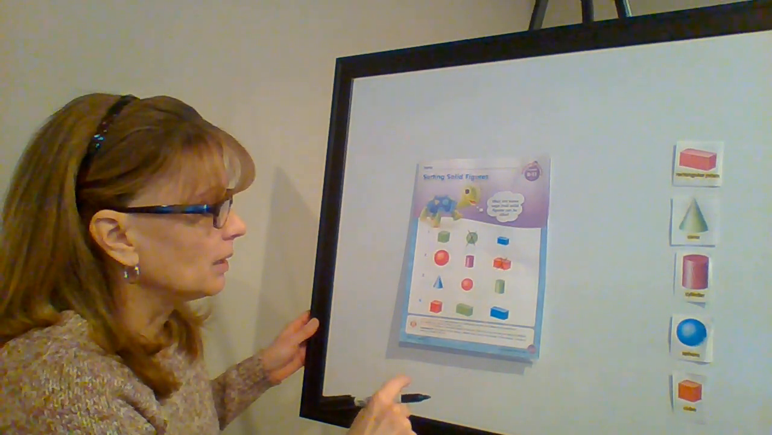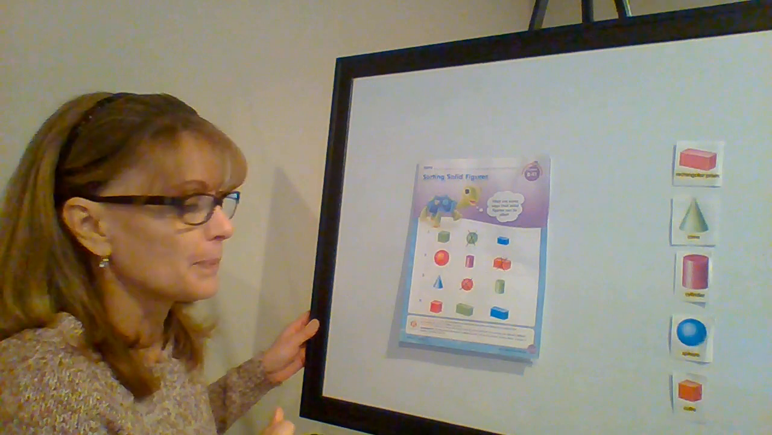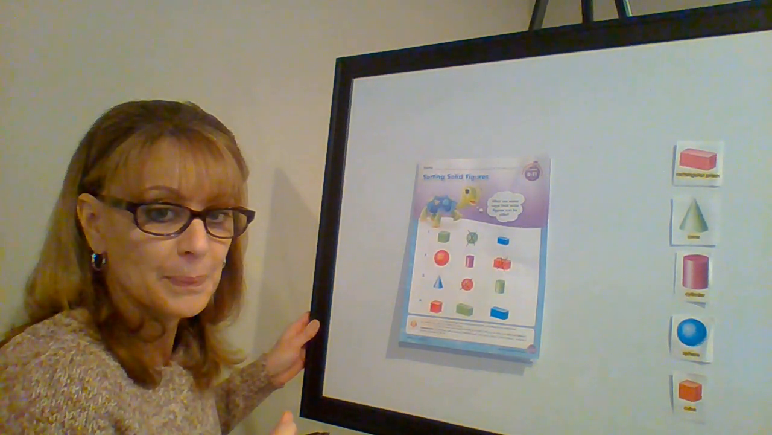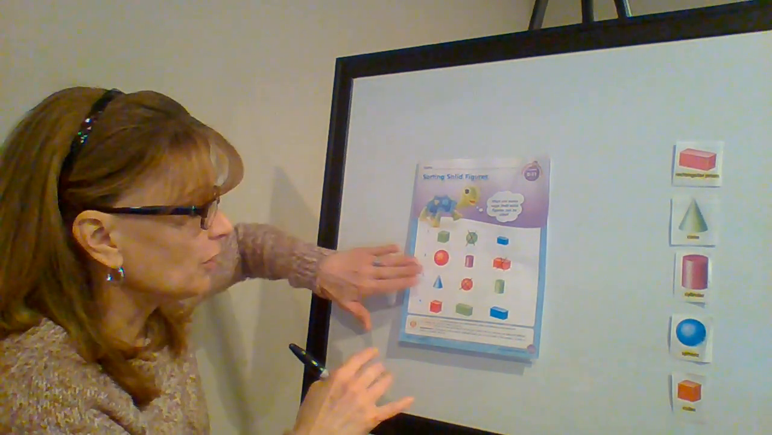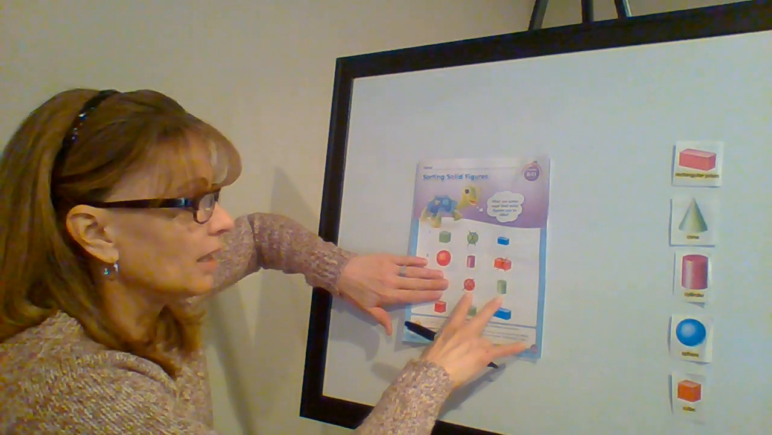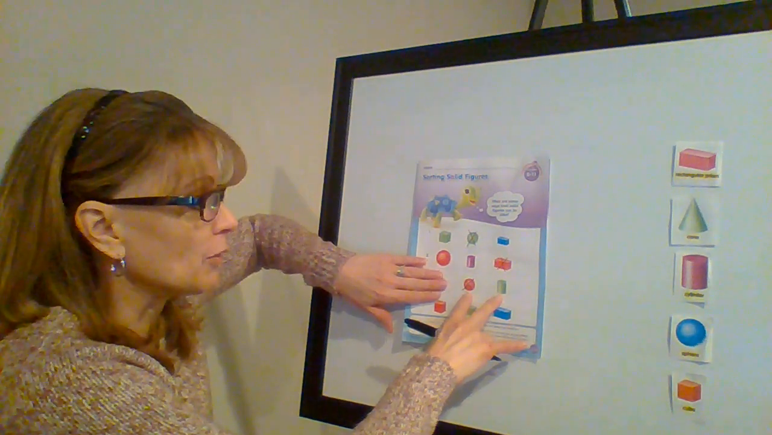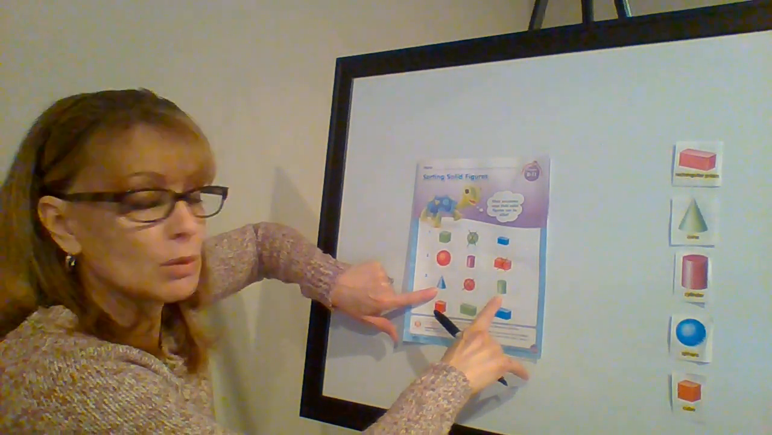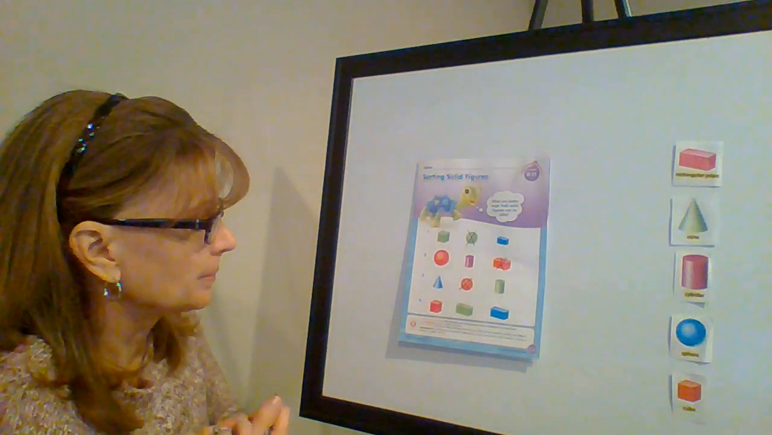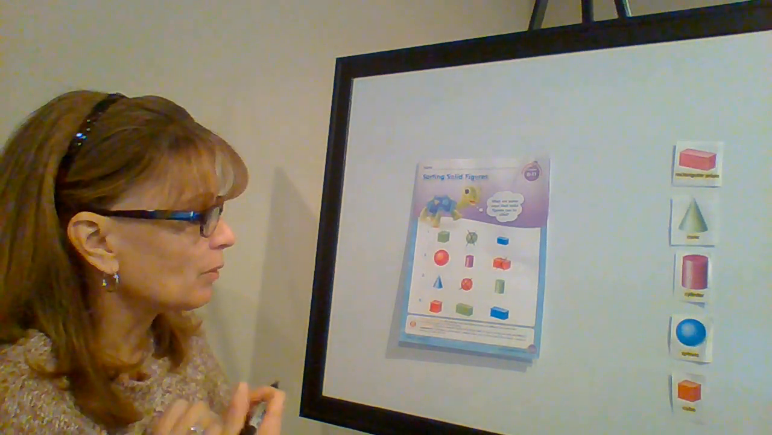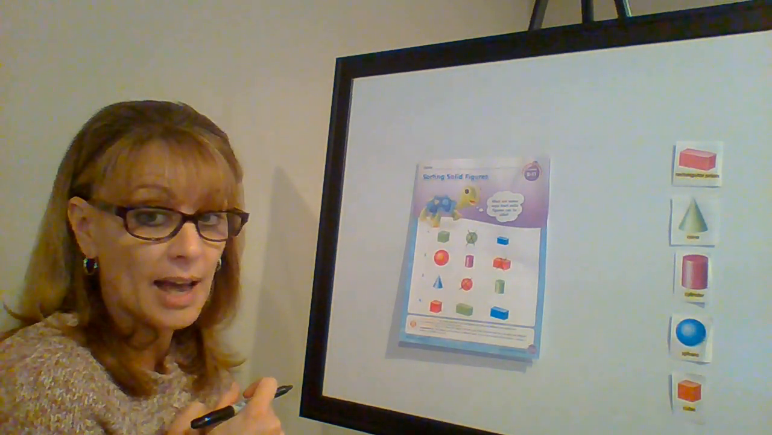How about those 2? What could you come up with for a rule for them? They have at least 1 flat side. Or what if you didn't do this one? If you chose those 2, you could say they have no vertices. So those 2 have no vertices. These 2 will roll. And look at these. You could come up with one rule for all of them. Right? They have 6 sides, 8 vertices.